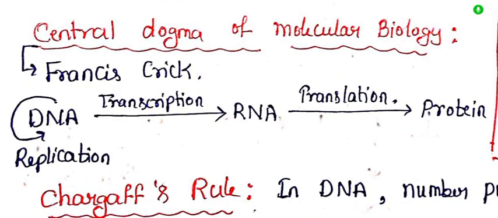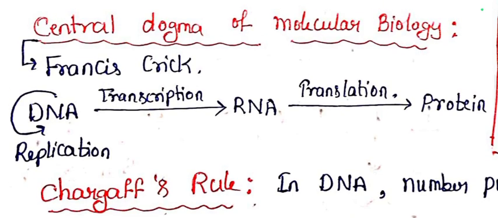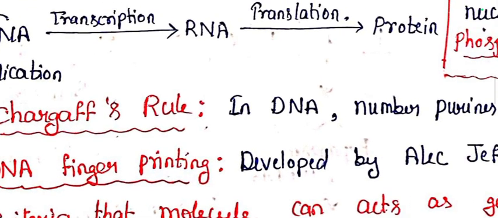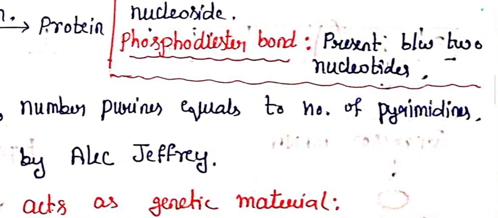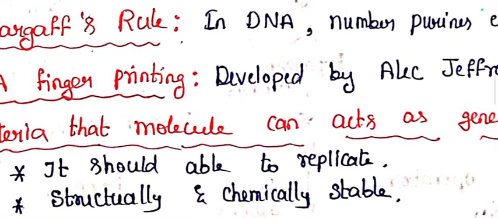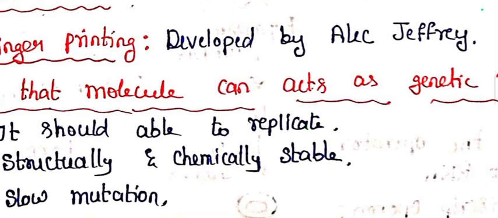Central dogma of molecular biology developed by Francis Crick. It says that DNA converts to DNA by replication, DNA converts to RNA by transcription, and RNA converts to protein by translation. Very important. And Chargaff's rule says that in DNA, number of purines equals number of pyrimidines. One more important point you remember, DNA fingerprinting developed by Alec Jeffreys.